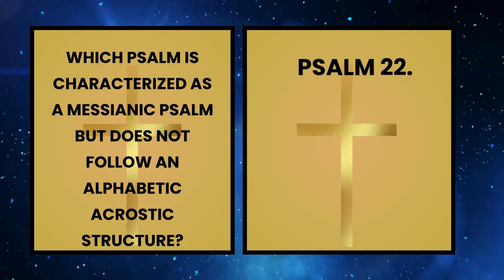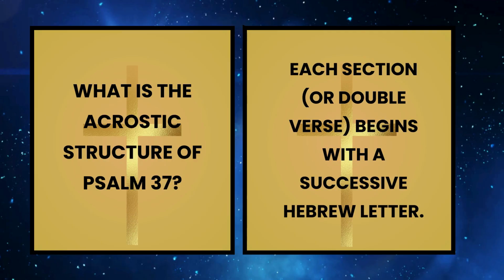Which psalm is characterized as a messianic psalm but does not follow an alphabetic acrostic structure? That is Psalm chapter 22. What is the acrostic structure of Psalm chapter 37? Each section, or double verse, begins with a successive Hebrew letter.